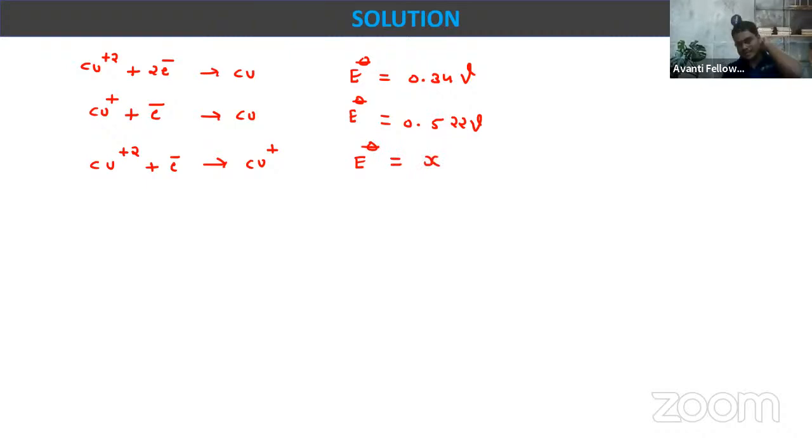So how will you calculate this? We know from the equilibrium chapter in 11th class, and also from thermodynamics, that delta G is equal to minus nFE naught cell. This is the formula for Gibbs free energy. Using this formula, we predict the spontaneity, whether the reaction is spontaneous in nature or not.